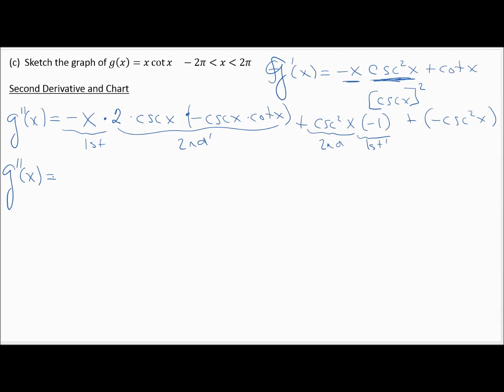Now let's make this look neater. Notice in this first term right here, all that is multiplication, right? So I have a negative x times 2 times a negative. So that's going to be 2x. And I have a cosecant of x times a cosecant of x. So that's going to be times cosecant squared of x times that cotangent of x.